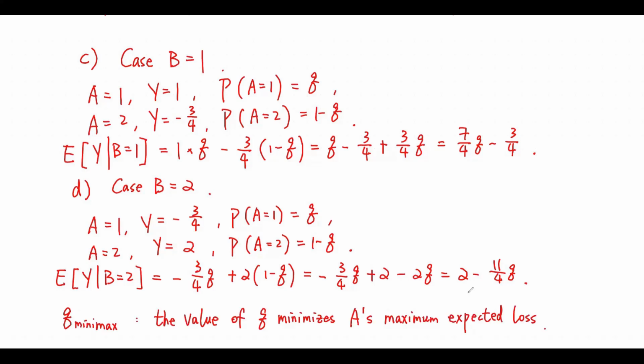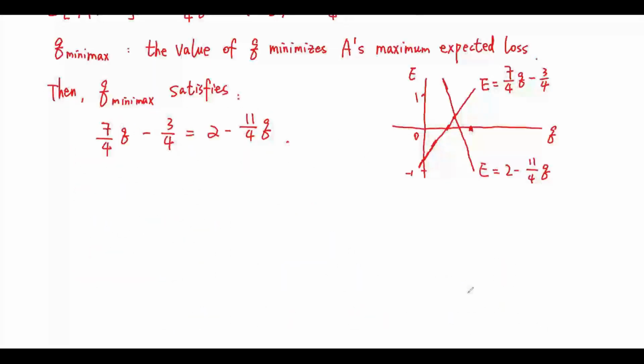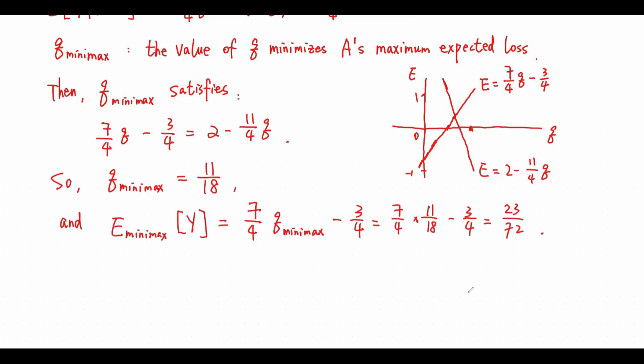Let Q minimax denote the value of Q that minimizes A's maximum expected loss. Then Q minimax satisfies this equation. The solution of this equation gives Q minimax equals 11/18, and E minimax Y equals 23/72.